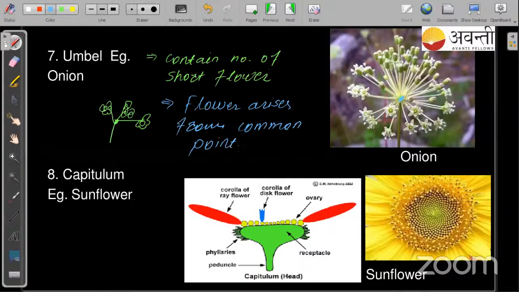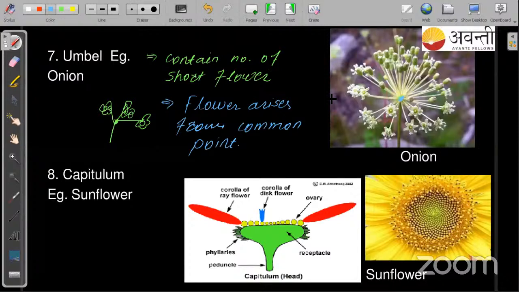So next is the capitulum. I think so many students asked me the question: what is meant by the broad peduncle? I think Chirant asked me. I already told you, I will discuss it in a later slide.